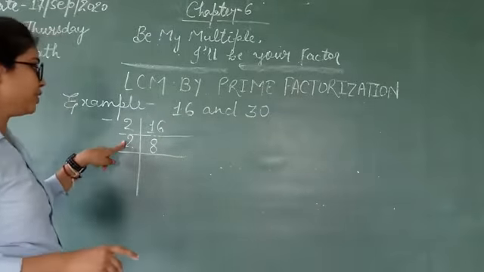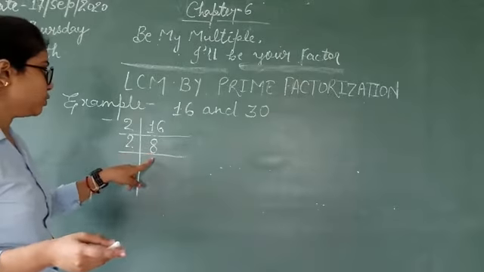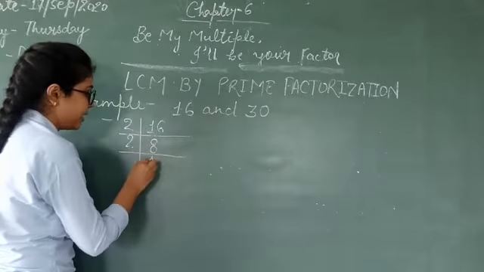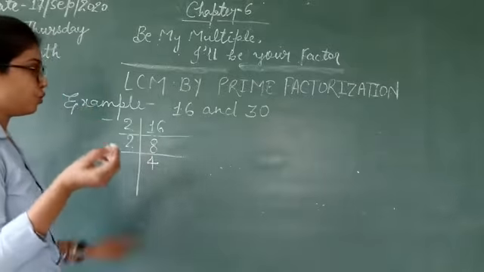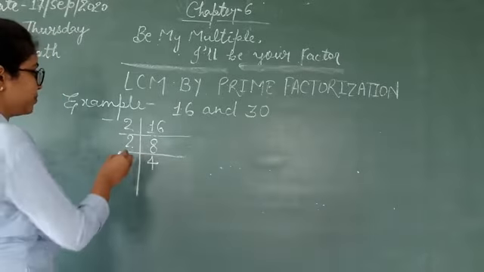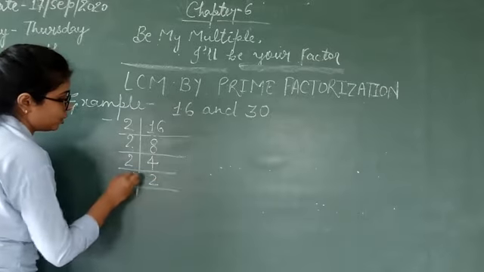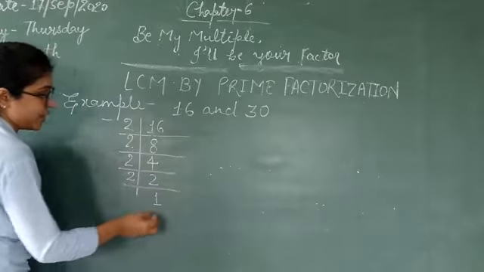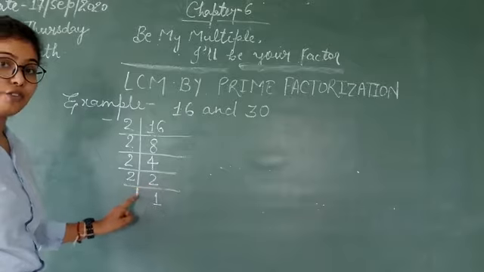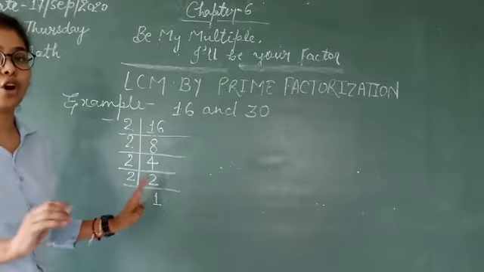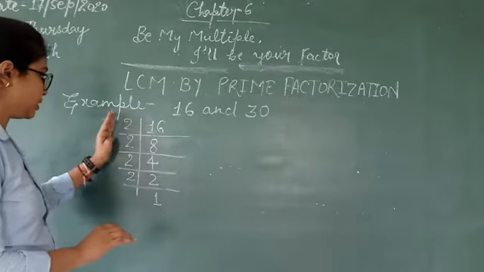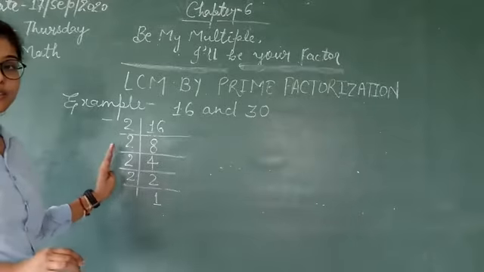Again when you divide it by 2, the quotient will come 4, since 2 fours are 8. Now 2 twos are 4, and 2 ones are 2. Now when you get 1 at last, you have to stop there. So this is the prime factorization of 16.